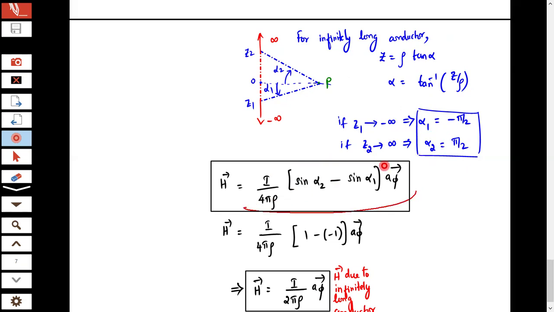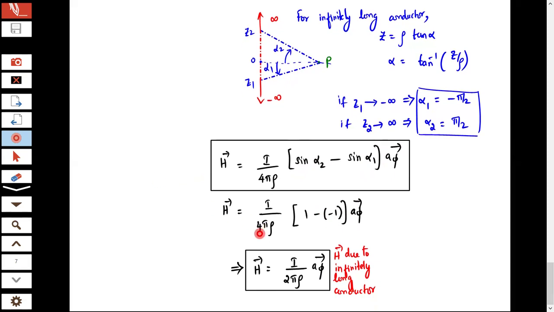So in this expression for finite length of conductor, we can change alpha 2 to plus pi by 2. So sine of plus pi by 2 will be plus 1 and alpha 1 will be minus pi by 2. So minus of sine minus pi by 2 will be again plus 1. So 1 plus 1 will be 2 in the numerator. That will be cancelled with 4 in the denominator. Thereby, we are getting I by 2 pi rho a phi vector. This is the expression for magnetic field due to an infinitely long conductor.